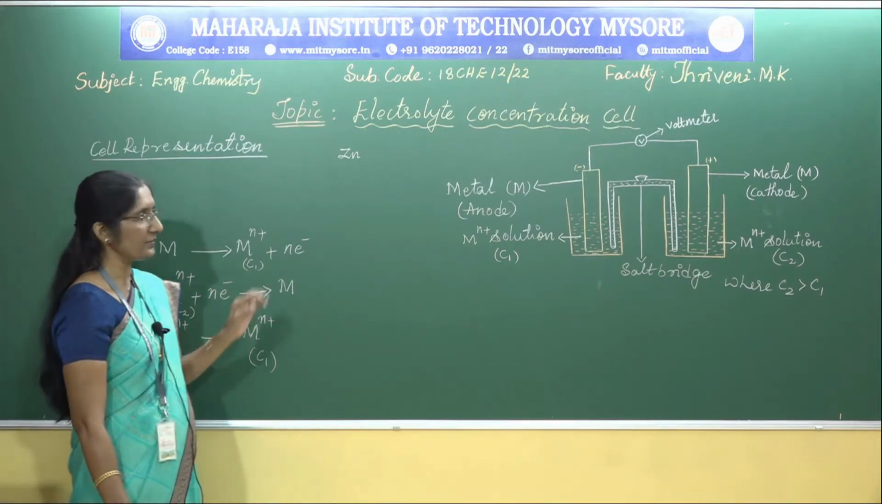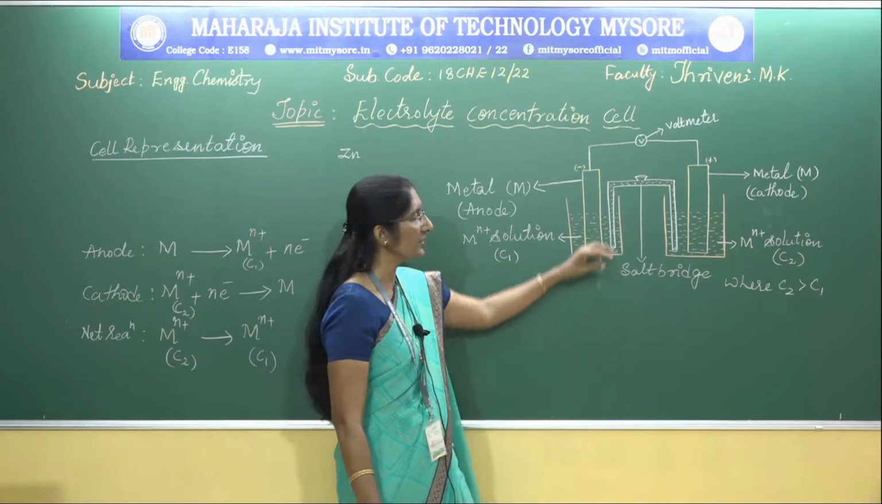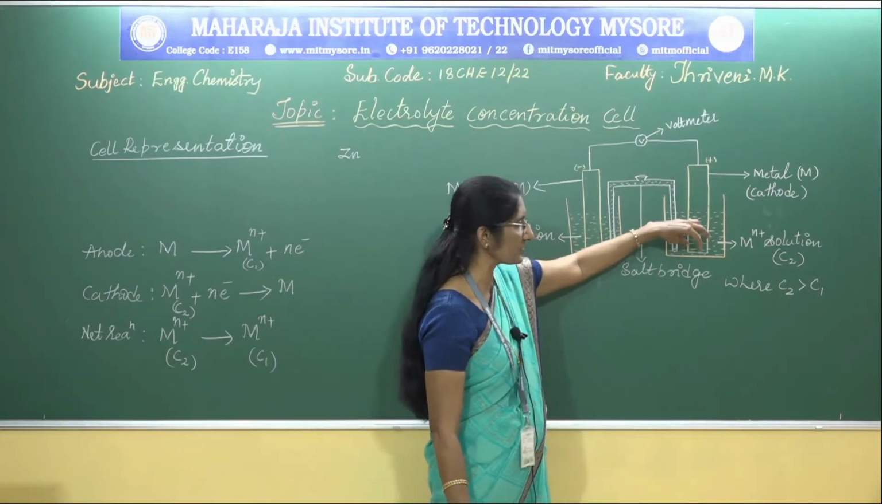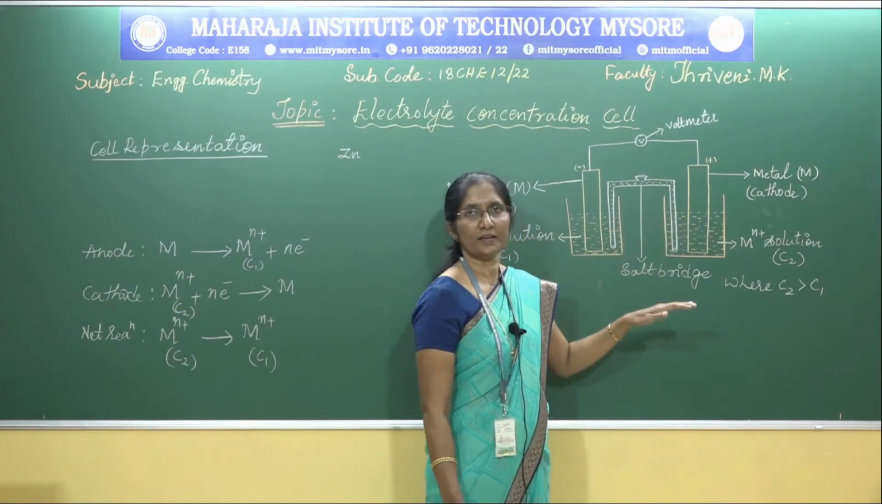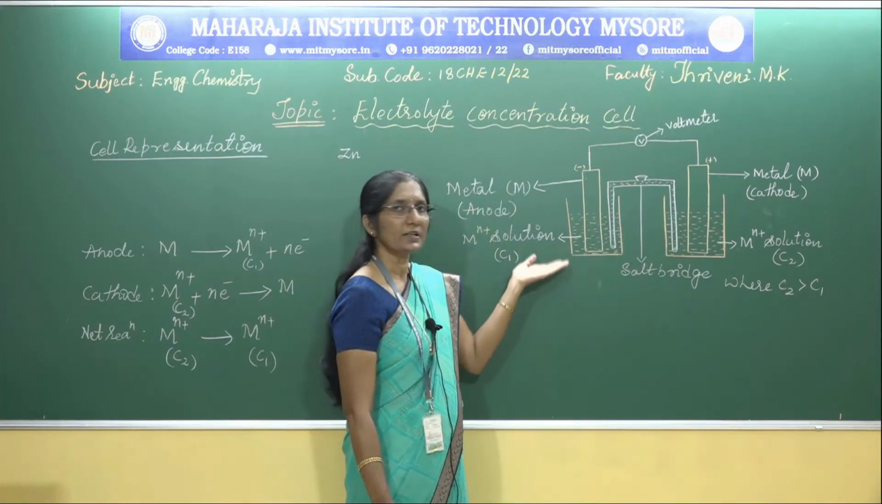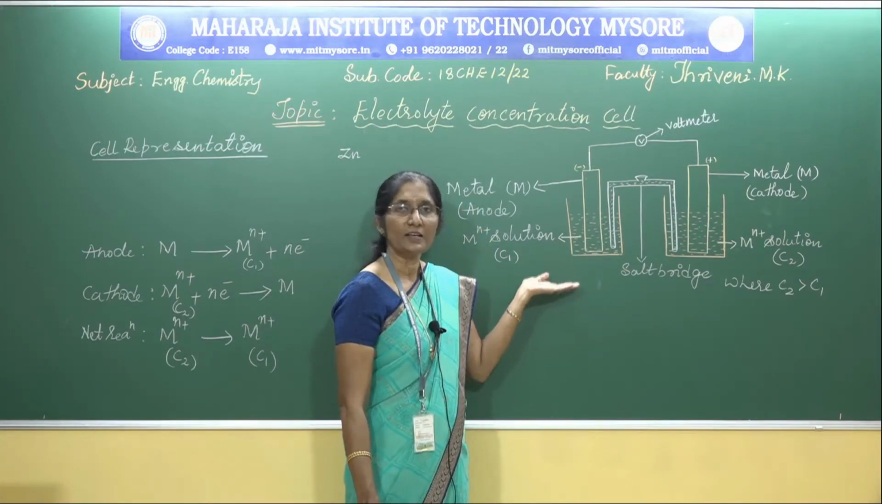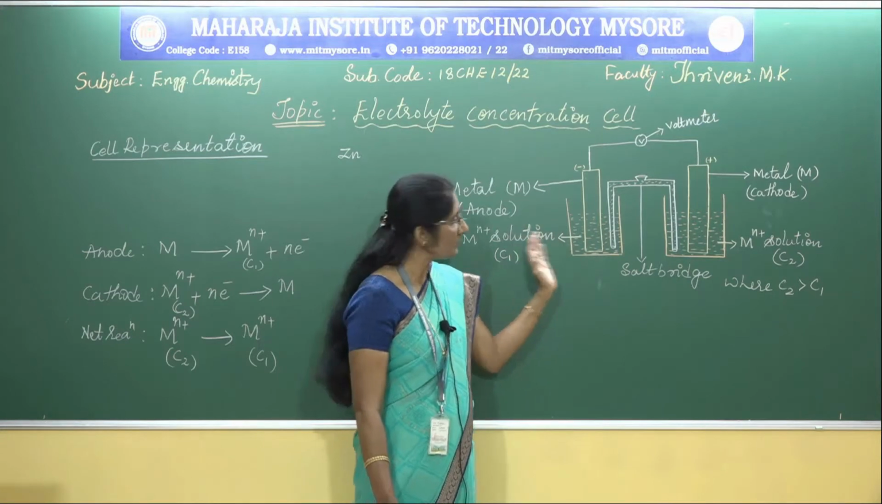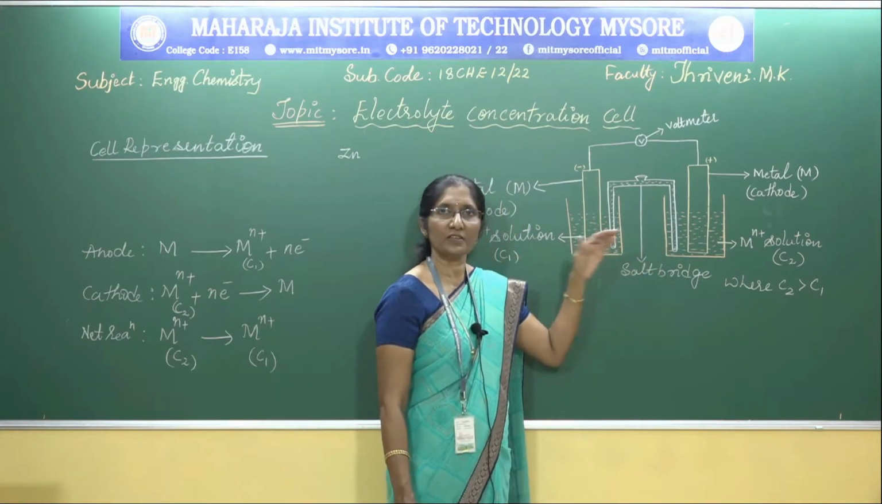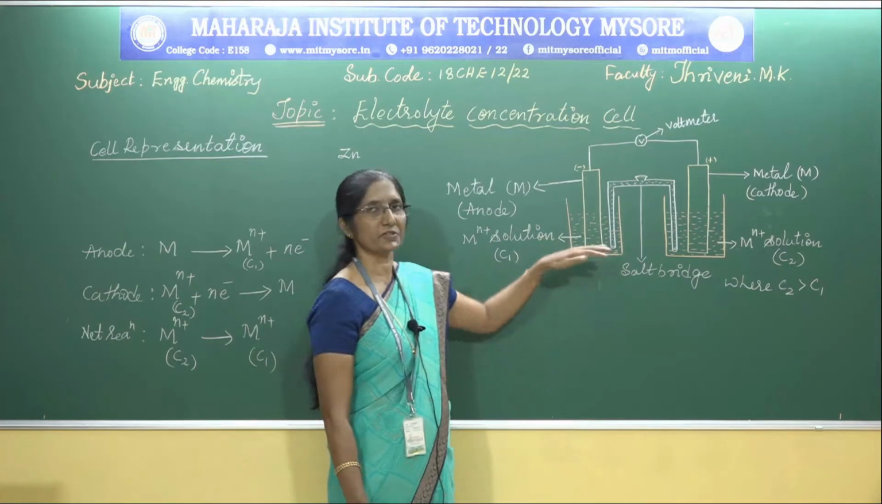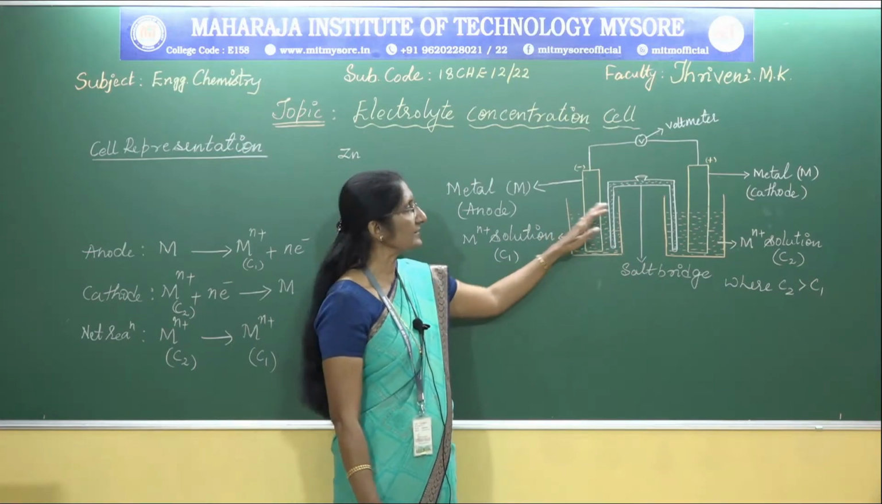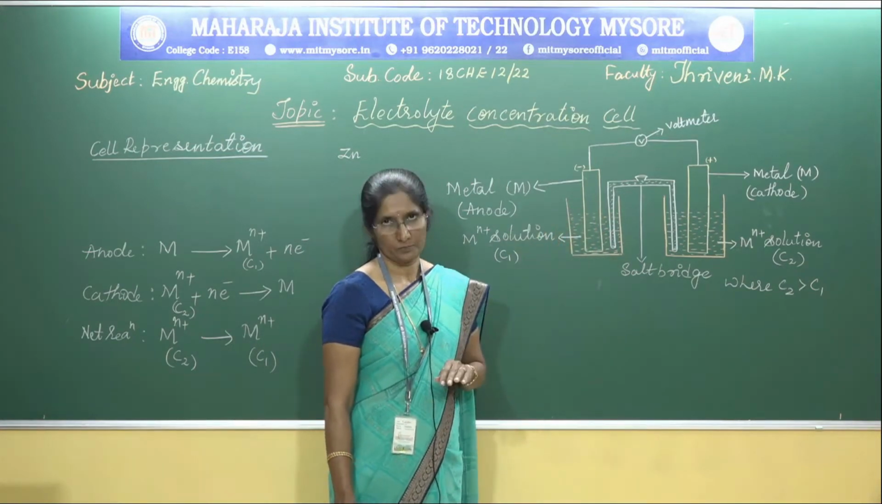This gives the information that during the reaction the concentration of metal ions at the cathode gradually decreases, whereas at the anode the concentration of metal ions gradually increases. Once both the half cells have reached the same concentration, the reaction stops. That means the cell stops developing potential.